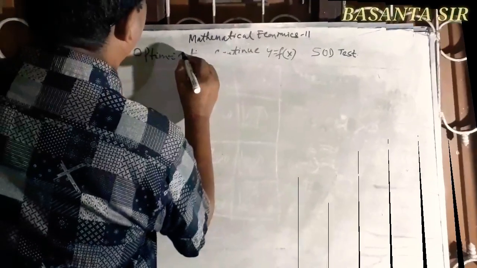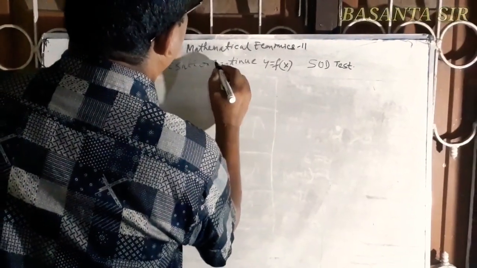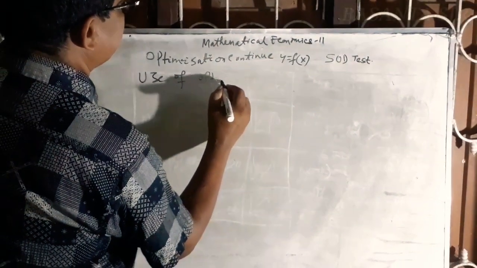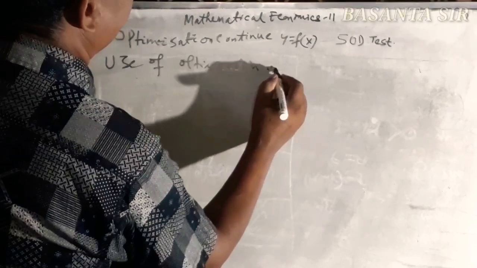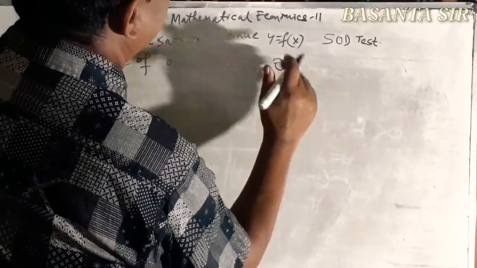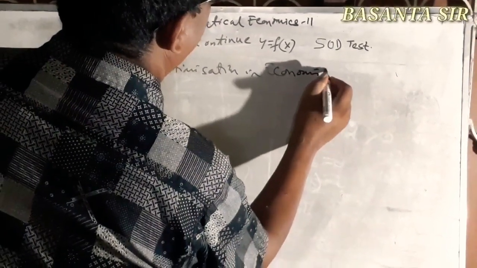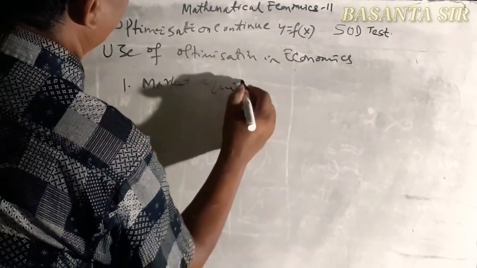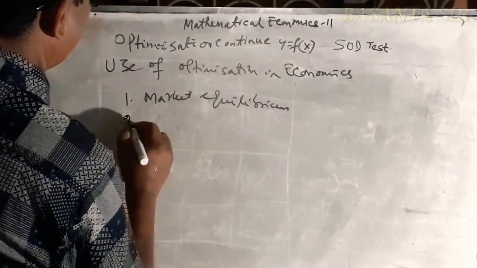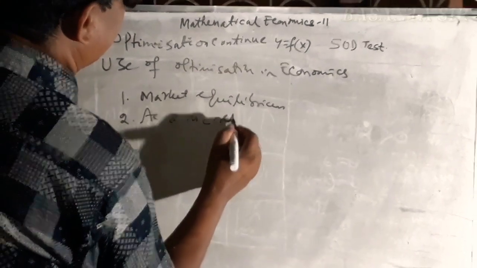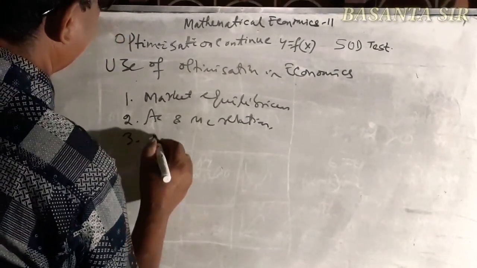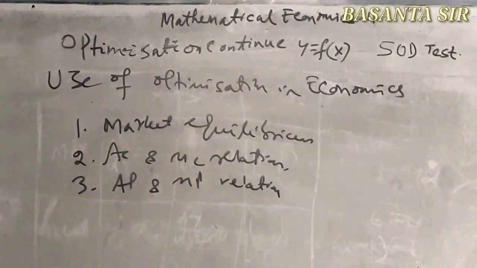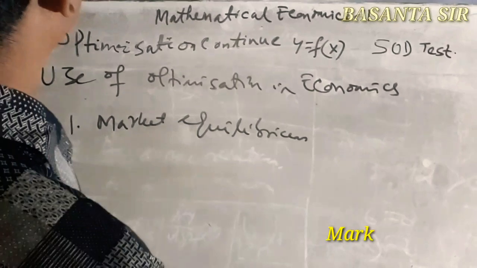So we have to go to the use of optimization in economics. We can also say economic application. Number one, market equilibrium. Number two, SC and MC relation, and number three, FP and MP relation. We will go on to explain these one by one. Market equilibrium.